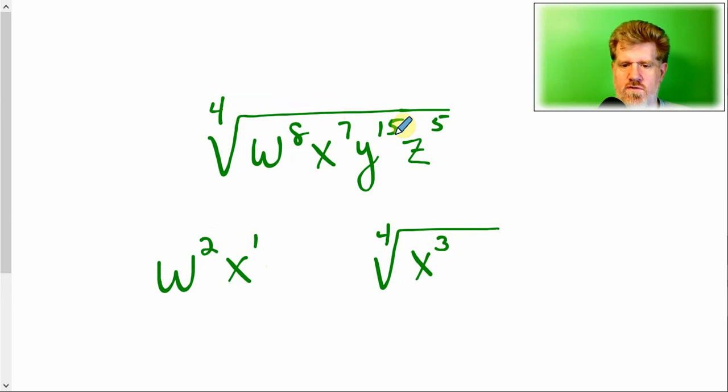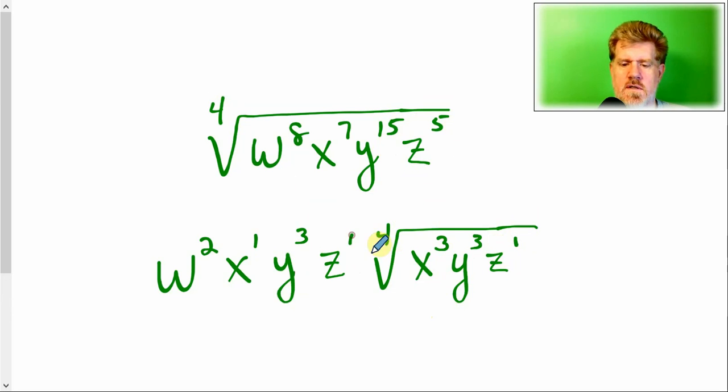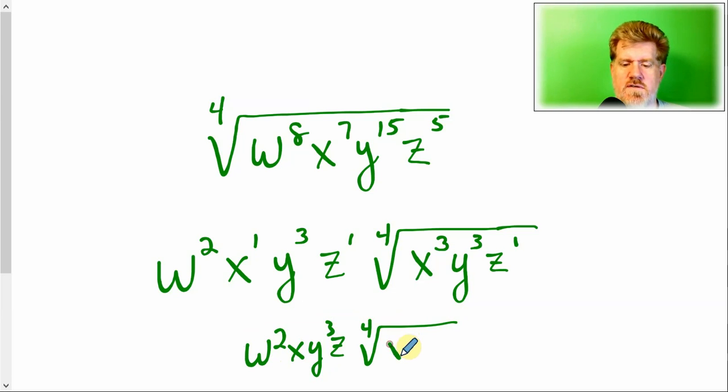15 divided by 4. 4 goes into 15 3 times. 4 times 3 is 12. So it's like I took 12 of those out, which means I got 3 left. If these numbers are less than that number, they can't get out. 4 goes into 5 1 time with 1 left over. How we write this, we just don't bother with the ones. So we'll do w squared x y cubed z. And what's left under the radical? X cubed y cubed z. That's how you do these.